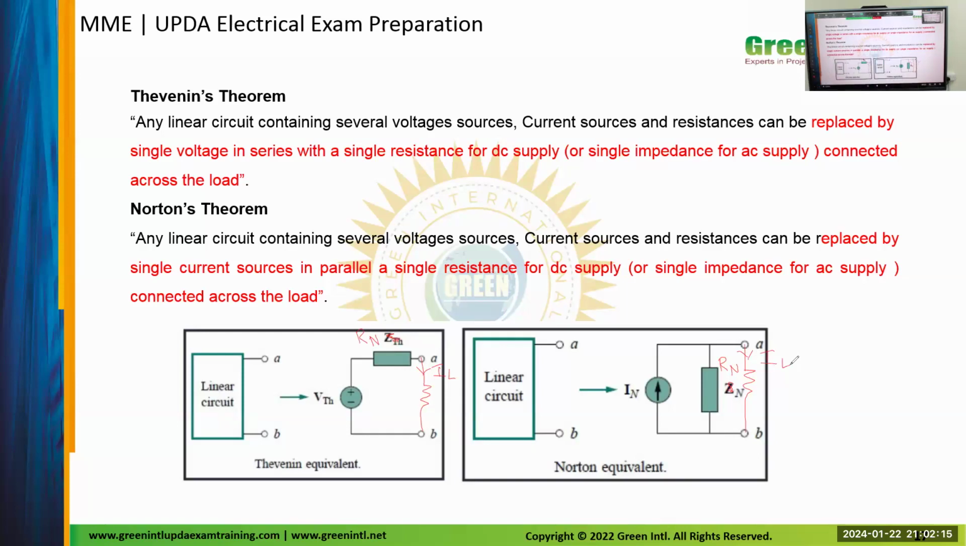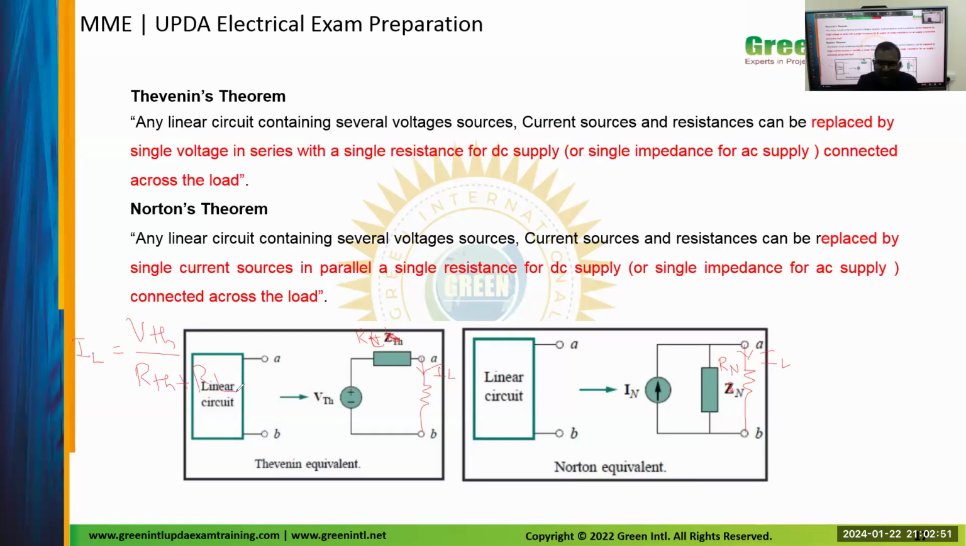Sometimes they ask for the current also. This is a Thevenin equivalent circuit. The supply voltage is VTH, and the resistance is RTH. How to find the IL? By using Ohm's law. I is equal to total voltage by total resistance, so VTH divided by RTH plus RL. If you know Ohm's law, you can solve this problem.